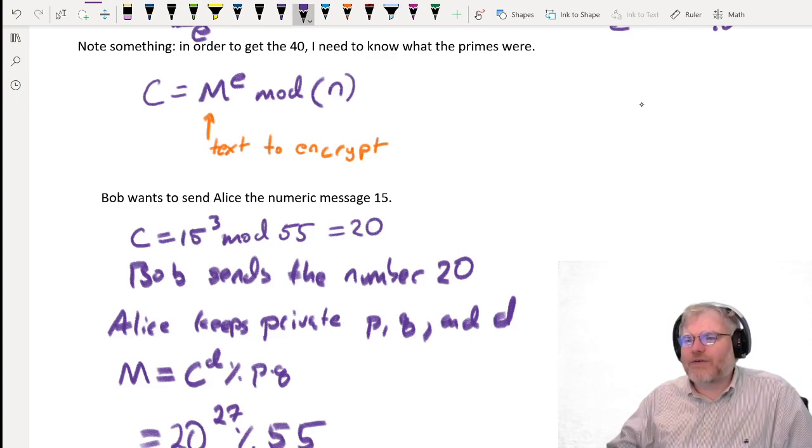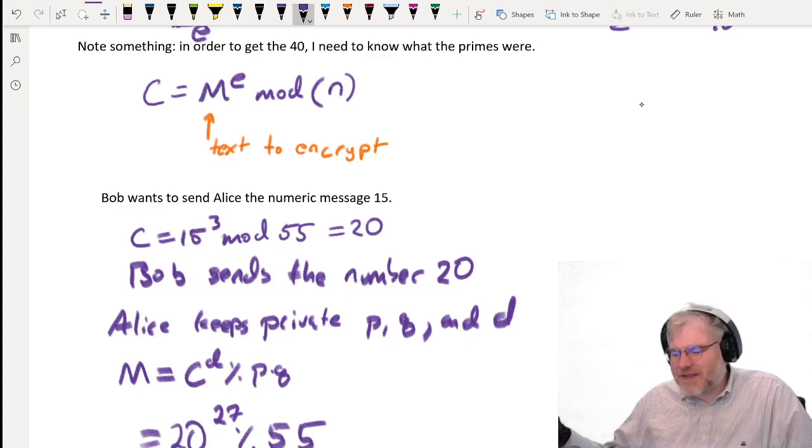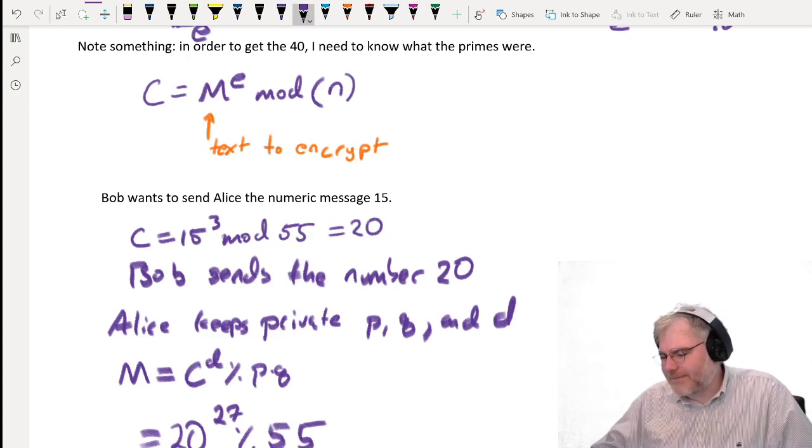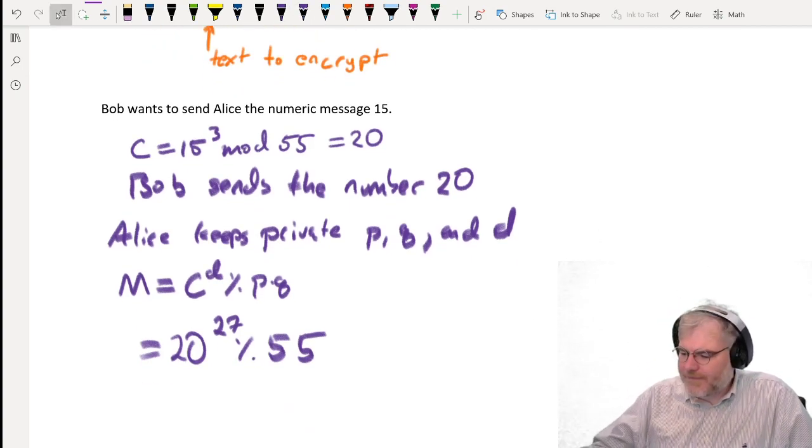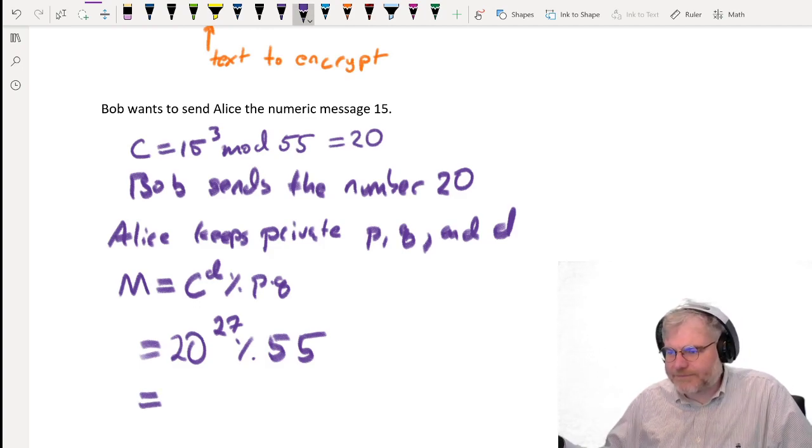So what I need to do is calculate this number. In order to calculate it, I just need to split it up. So 27 is what? Among other things, it's 9 times 3, right?